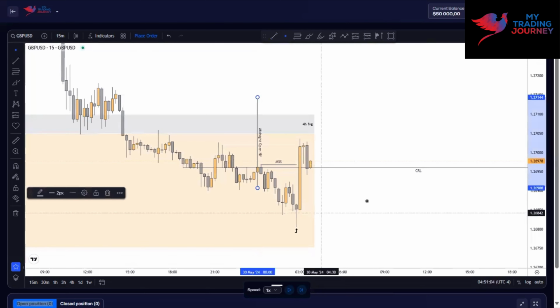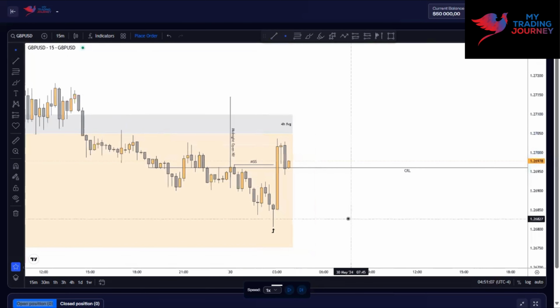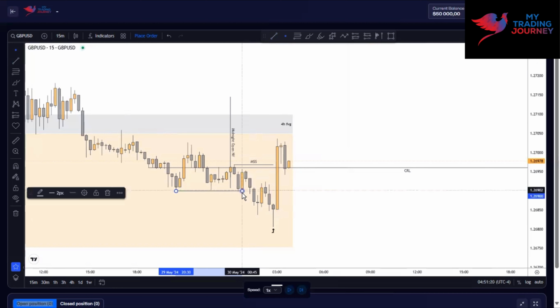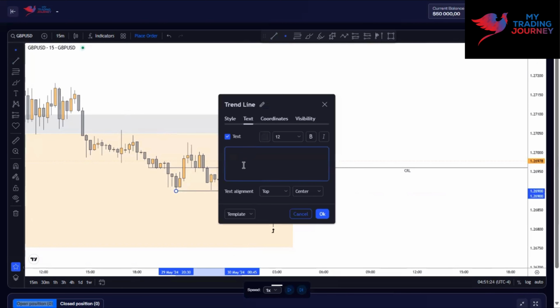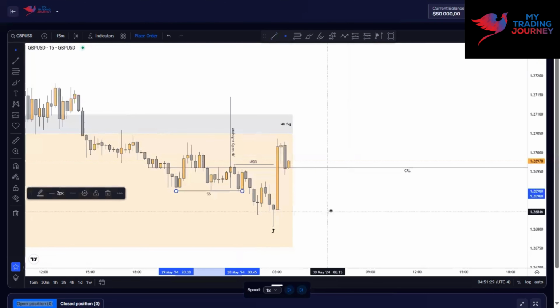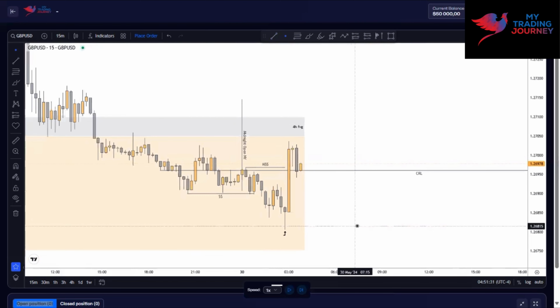Okay, so now that we have our market structure shift, we have our midnight open marked. We need to identify a liquidity sweep on the lower time frame. We have equal lows right here. Equal lows means liquidity. Now we need to identify our point of interest, which we are going to use to enter our trades.